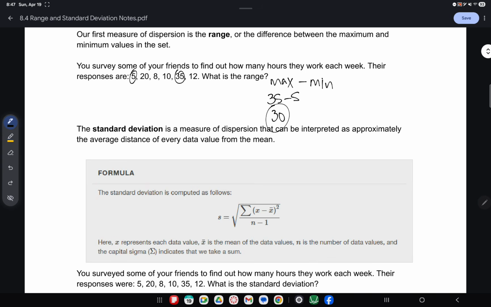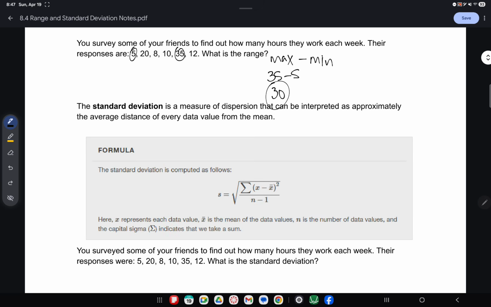That's not going to hit all 30 values. Obviously, we don't have that many friends we asked how many hours they work. But it spans from 5 hours all the way to 35 hours.